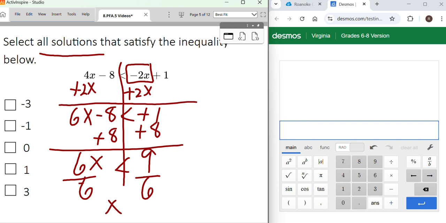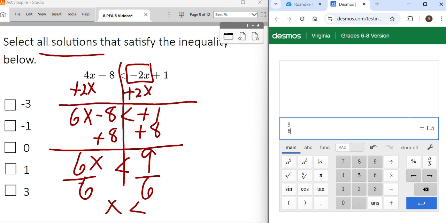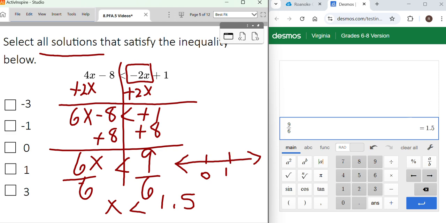which gives me x is less than, and let's go ahead and put that in the calculator. 9 divided by 6 is 1.5. So I'm going to draw a number line because I always draw a number line to make sure I'm doing the right thing. So I'm going to put a 0 here and a 1.5 there. That says less than, so it's an open circle at 1.5, and it points to my left. So that means anything smaller than 1.5 is a solution. Is negative 3 smaller than 1.5? It is.